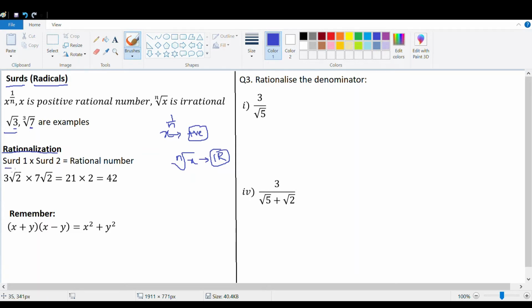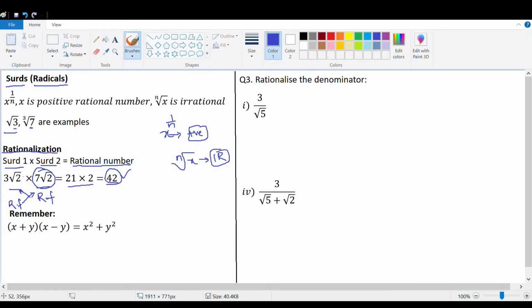Rationalization basically means multiplying a surd with another surd to give a rational number. So for example, 3 root 2 is a surd, which is multiplied with another surd to give us a rational number. So 7 root 2 is the rationalizing factor of 3 root 2, and 3 root 2 is the rationalizing factor of 7 root 2.